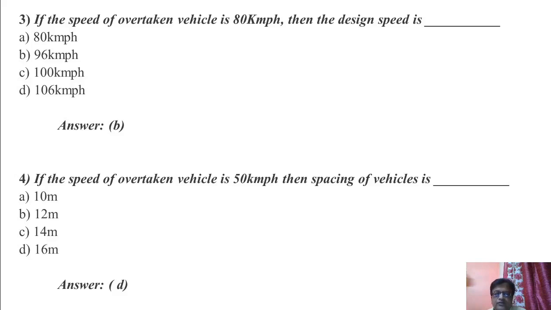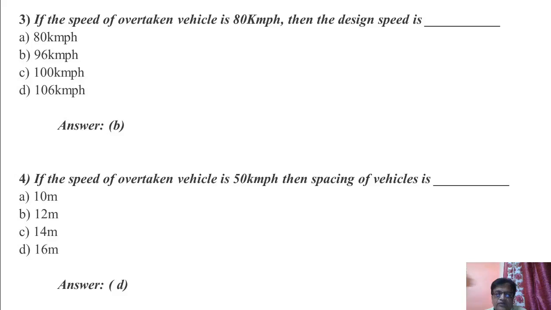Speed of the overtaken vehicle is 80 kmph. Then the design speed is 80, 96, 100 kmph, 106 kmph. So usually it is given by 80 plus 16, right? So 80 plus 16, 96. So the answer is B, 96 kilometer.